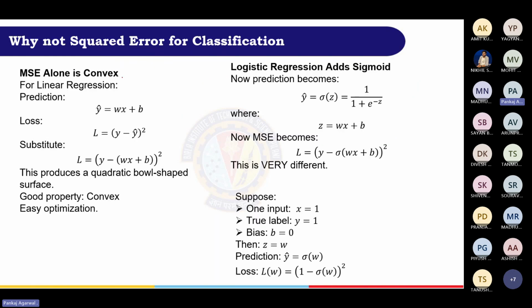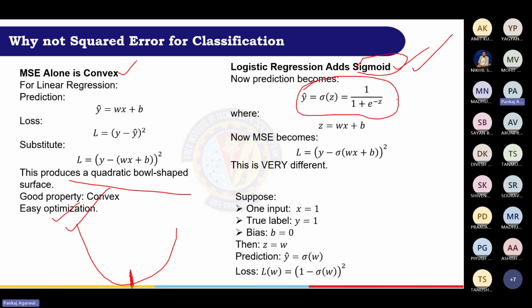So MSE alone was convex, because if you remember, in that regression we look for the best value. It has a quadratic bowl shape, right? So obviously I would be looking for the minimum value somewhere, right? So it was possible, it was easy to optimize, right? When it comes to logistic regression, it actually adds something called sigmoid. Everyone knows it. So we are adding this concept of sigmoid, and that is where it creates the problem, right? So the MSE now becomes like this, right?